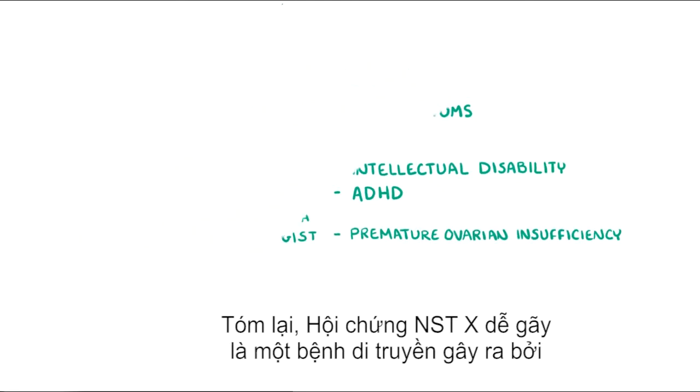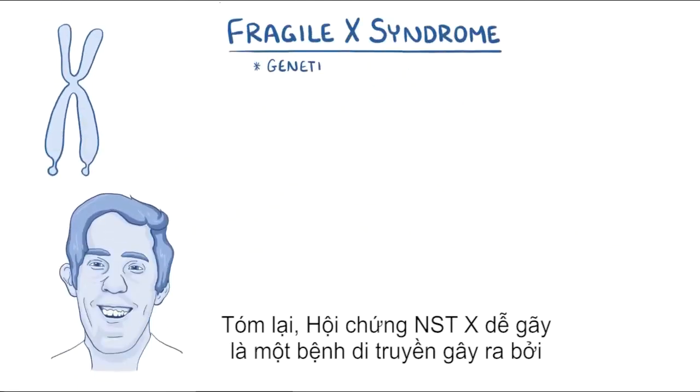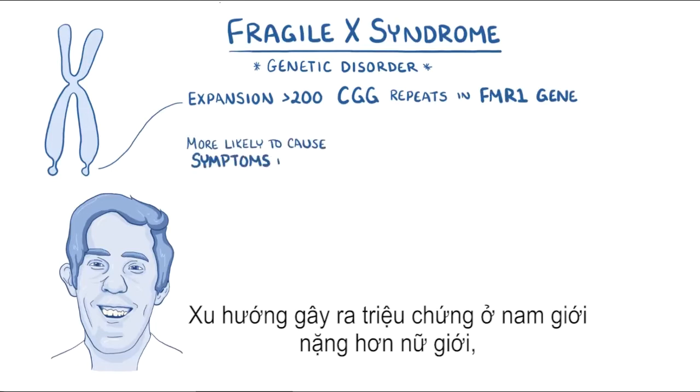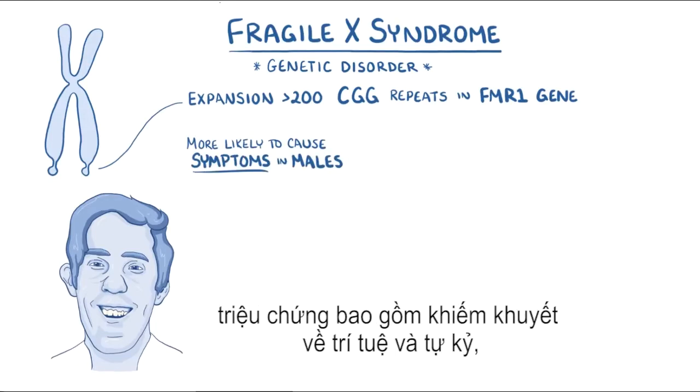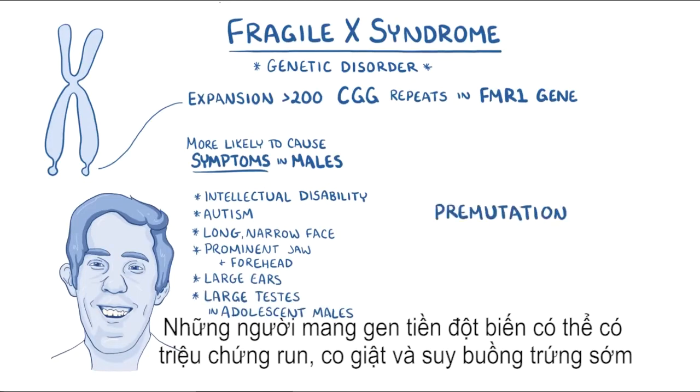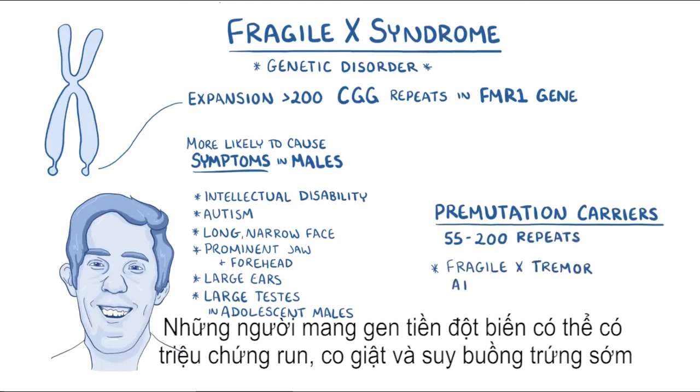Alright, as a quick recap. Fragile X syndrome is a genetic disorder caused by expansion of over 200 CGG triplet repeats in the FMR1 gene on the X chromosome. It's more likely to cause symptoms in males than females, and these symptoms include intellectual disability and autism, a long, narrow face, a prominent jaw and forehead, large ears, and large testes in adolescent males. Premutation carriers who have an intermediate number of repeats can have Fragile X tremor ataxia syndrome, as well as premature ovarian failure.